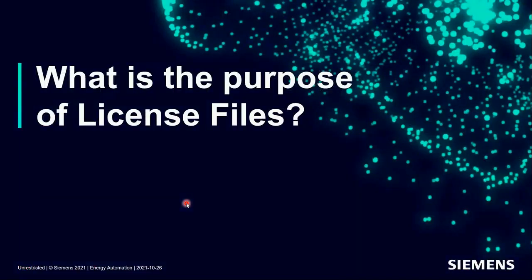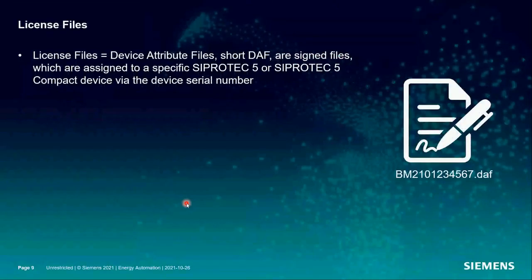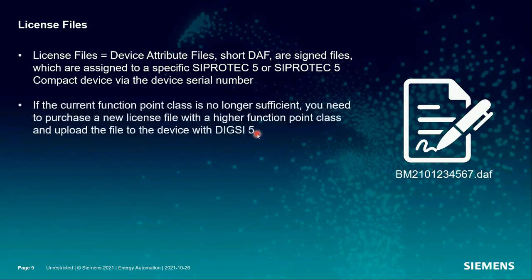What is the purpose of license files? So a license file, we call it DAF, device attribute file, are signed files, which are directly assigned to a specific device with a device serial number. You can see this here in this file name. So the device serial number is the file name here.